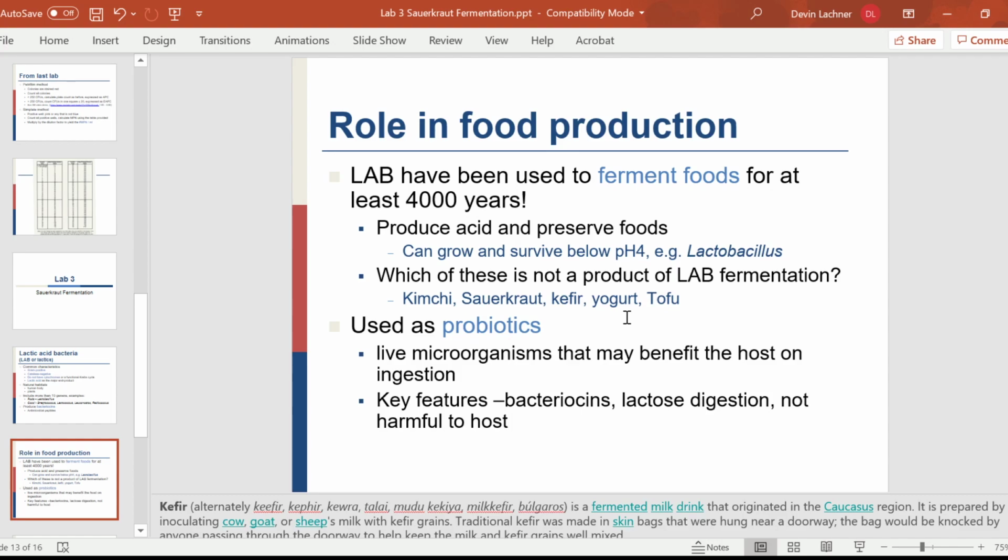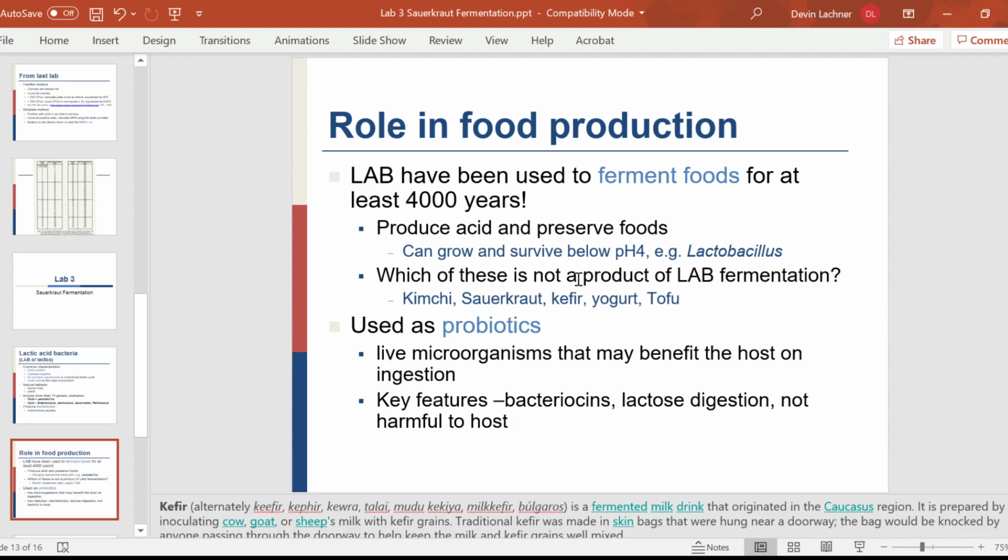So this allows you to select for lactic acid bacteria in your dish or in your fermentation, because since the pH is getting reduced by the lactic acid, only certain organisms, such as lactic acid bacteria, will be able to survive.